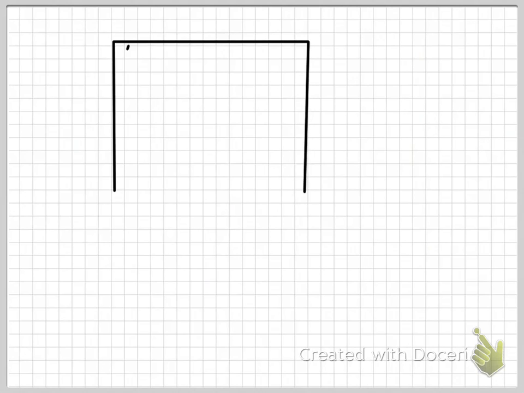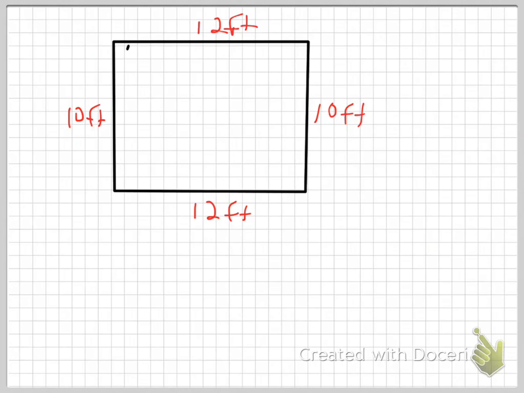If you have a rectangle here, I'll do it like this. Whatever it is here, I got myself my rectangle. And I have this. This is 12 feet. This is 10 feet. Another way of doing the perimeter is it's 2L plus 2W. What do you think that means? 2 times, what's the L mean? Length. 2 times the length plus 2 times the width.